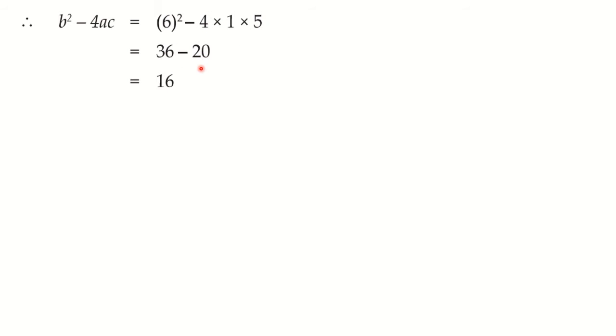36 minus 20, that is 16. Okay, so b square minus 4ac is positive here. Generally, whenever the question comes, you will never get a negative answer because it is coming under root. So you know that square is never negative. So whenever the question comes, solve using the formula. B square minus 4ac, if you are getting negative, please check again whether you have made a mistake somewhere.